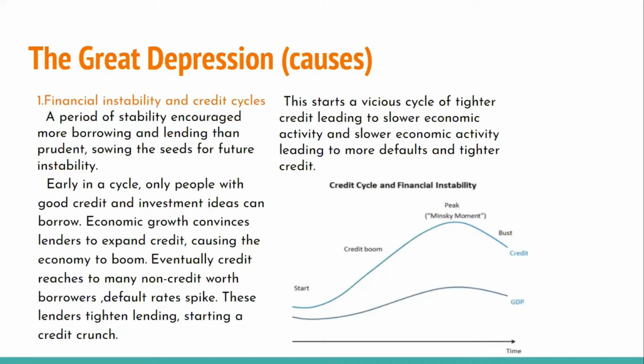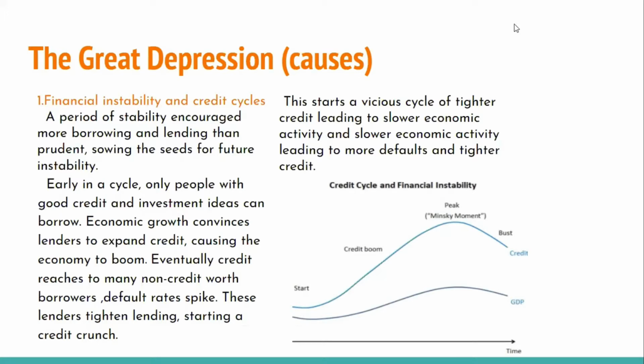So default rates spike. These lenders tighten lending, starting a credit crunch. The credit also enhanced instability in the market since people borrowed to buy stocks. When people had to sell stocks to pay down debt, this caused the stock price to drop more rapidly.